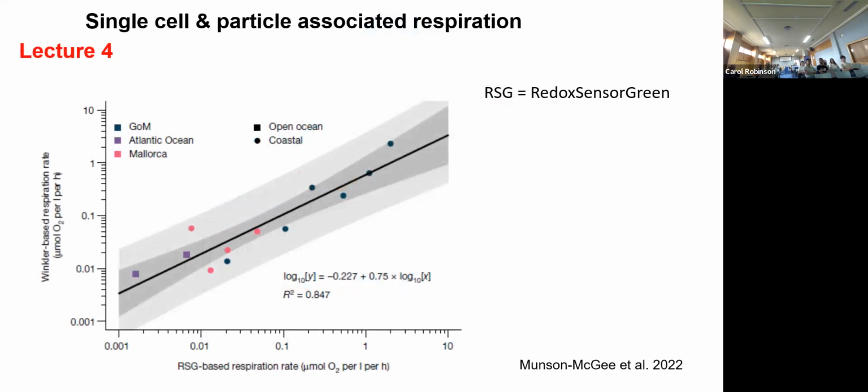So you may have seen a recent publication by Munson and McGee, who used the fluorescence redox sensor green probe, an indicator of the oxidase reductase activity, to quantify cell-specific respiration in environmental samples. And this figure shows the relationship between RSG fluorescence on the x-axis and Winkler-based oxygen consumption on the y-axis, of samples collected from a range of open ocean and coastal sites. And we'll hear more about this method in lecture 4.